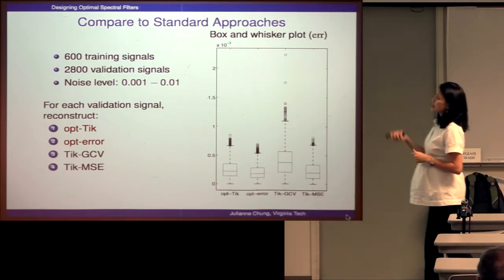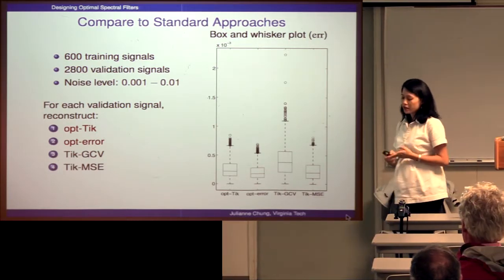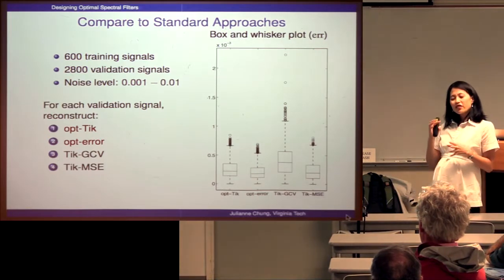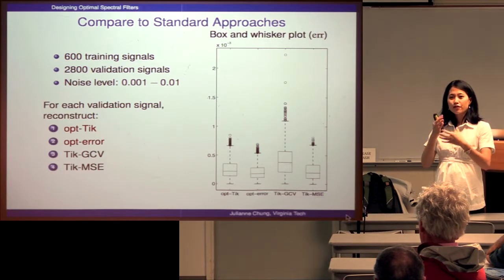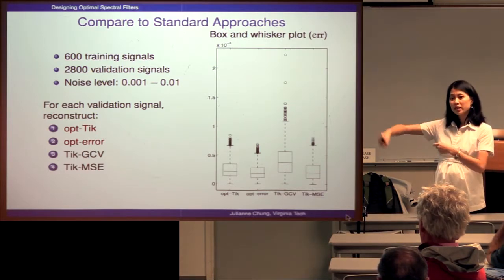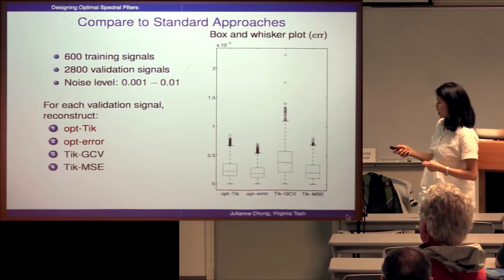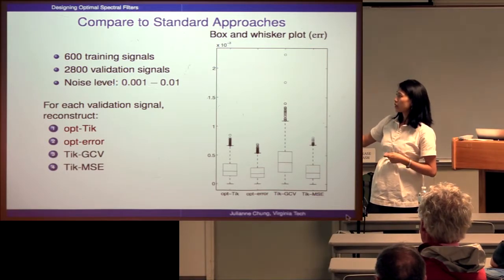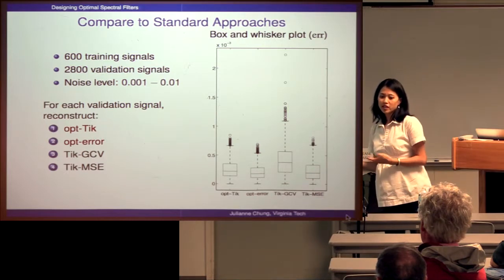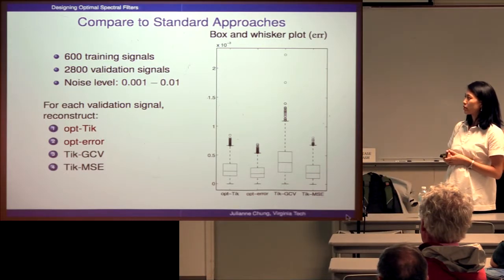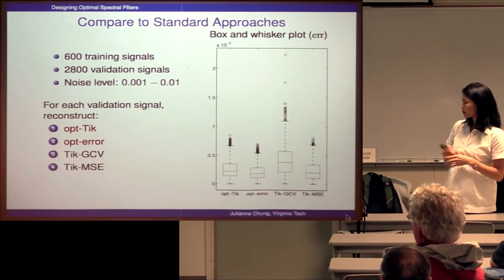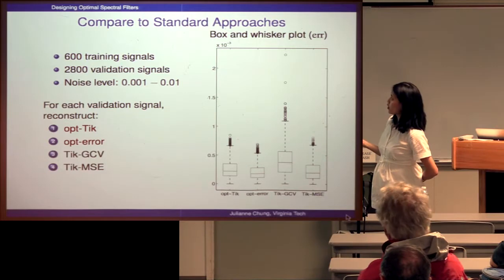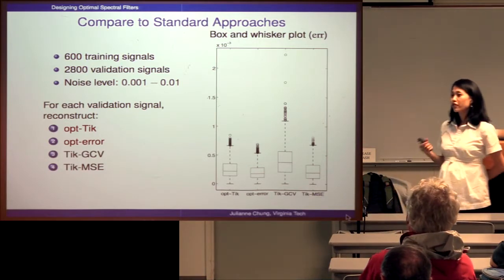We had 600 training signals, and we evaluated on 2,800 validation signals, because oftentimes in real life your noise level is not fixed. If you run an experiment many times, the noise level may change. We allow a range of noise levels and randomly select a noise level between them, to mimic what would really be going on in an experimental situation. And here on the right, I'm showing the reconstruction errors for the validation data.